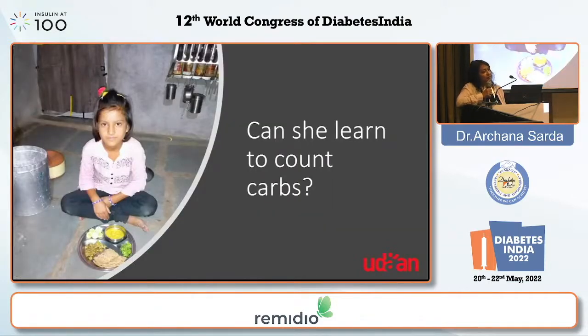Can this girl count carbs? She can. She lives in a village in a tin-roof home of, I think, 100 square feet. Her nearest road from her home is 7 kilometers. It takes her 4 hours to reach us. But this girl can count carbs, because look at her plate. She sent her photograph, because they make a chapati.